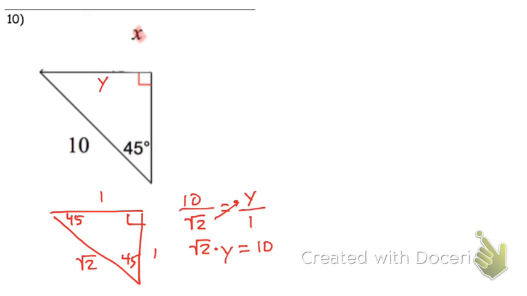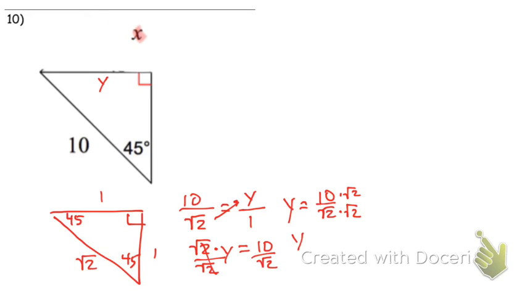So let's solve for y. We're going to divide both sides by radical 2. And we get y equals 10 over radical 2. But if you remember, there's a rule. You cannot have a radical in the denominator. So we're going to do what is called rationalizing the denominator. We cannot have a square root down here. So to do that, we simply multiply the bottom by the same radical. What you do to the bottom, you do to the top.